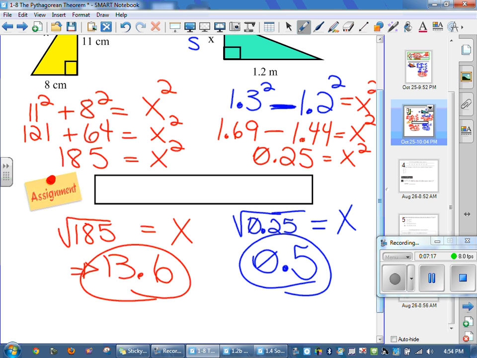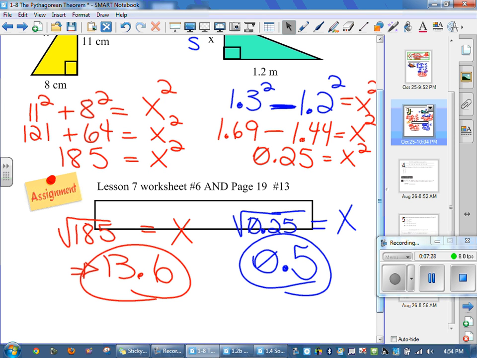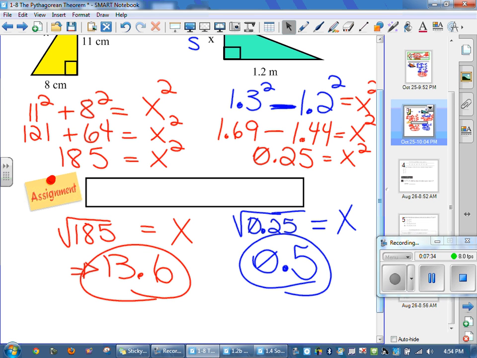Let's look at a couple PAT example questions. Before we do that, in your homework, you can take a look at a few questions in your textbook. So you're going to take a look at page 19, and you can do question 13. Okay, a couple PAT questions to look at here.